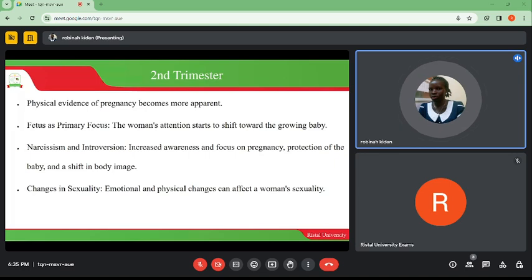Then changes in sexuality. Emotional and physical changes can affect a woman's sexuality. So it varies. Some women get detached from that sexual feeling. They feel like they should not go intimate with their partner. But to others, it draws them closer to their partners, and they feel like the partners should always be intimate with them. So it varies from one person to another.